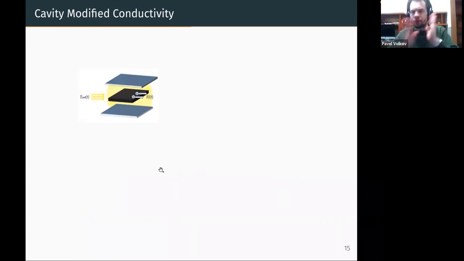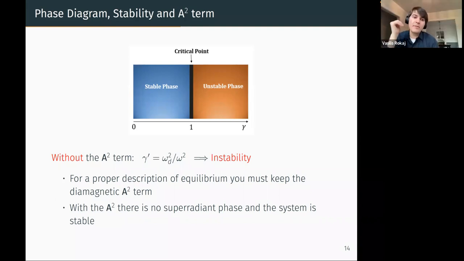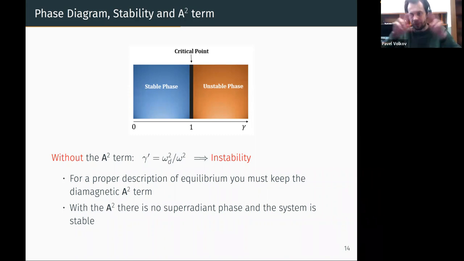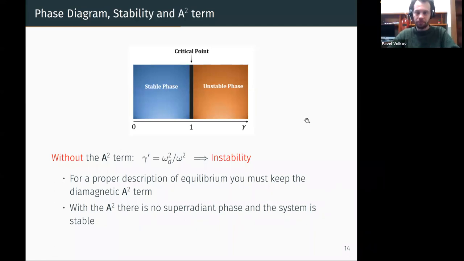Yes, Pavel? Sorry, so with the A squared term, there is no transition at all, or is the system under control after the script? So there is no phase transition as long as you keep the A squared term. That's the message. You always stay stable. You always stay in the blue area. That's what happens, yes. I see. Okay, thanks.